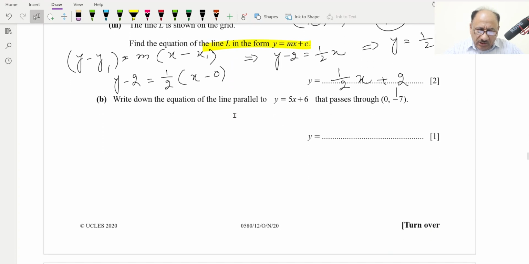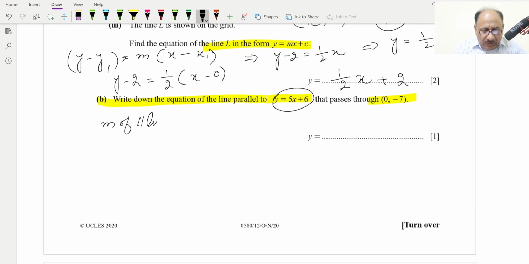Now write down the equation of line, B part: write down the equation of line parallel to this one and passes through this point. So parallel to this will be having same gradient. So slope of the parallel line, not perpendicular, parallel, will be equal to 5. This will be same as this line, and the given point is 0 and minus 7.